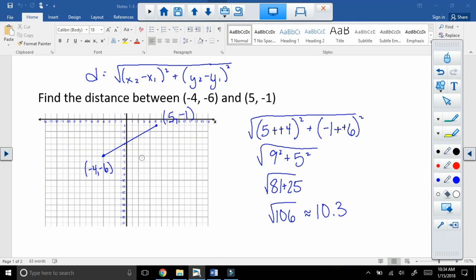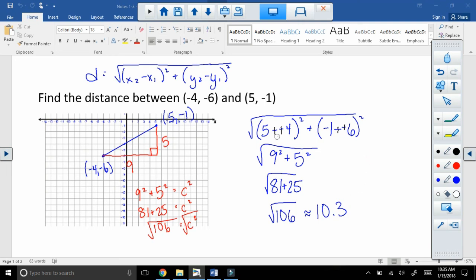Okay. If we want a little double check, I could draw a right triangle here just by drawing it straight across and straight up and down and make that right angle. If I count how far this is, that's going to be 9. If I count how far this is, that's going to be 5. And the Pythagorean theorem would say that a squared plus b squared equals the hypotenuse, which would be the distance here, c squared. And you can see that the work is essentially the same. I have 106, and then I'm going to take the square root of each of those sides. So it's the square root of 106 either way.